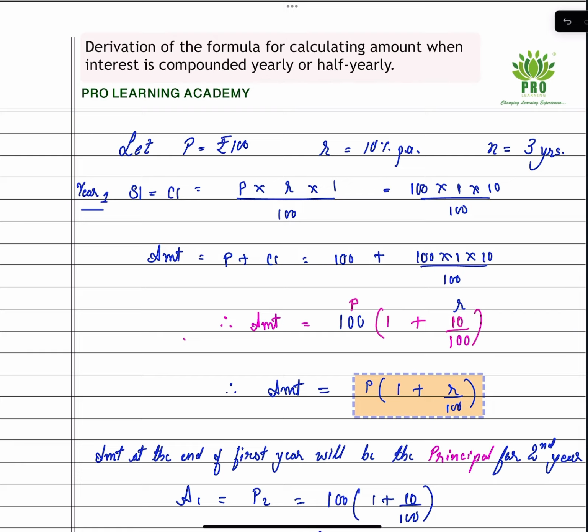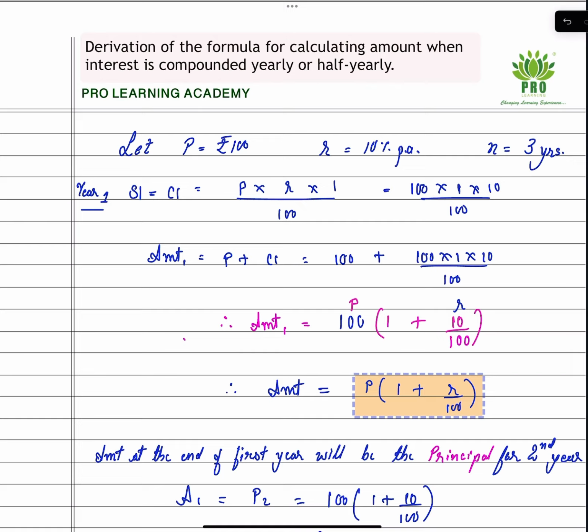Amount at the end of 1 year, which is A1 for us, is the original principal, which is P, plus the compound interest earned in the first year. So we're talking about 100 plus the compound interest here. Now if we factorize and pull out this 100, we are left with 100 times 1 plus 10 over 100. So we have the amount at the end of the first year.